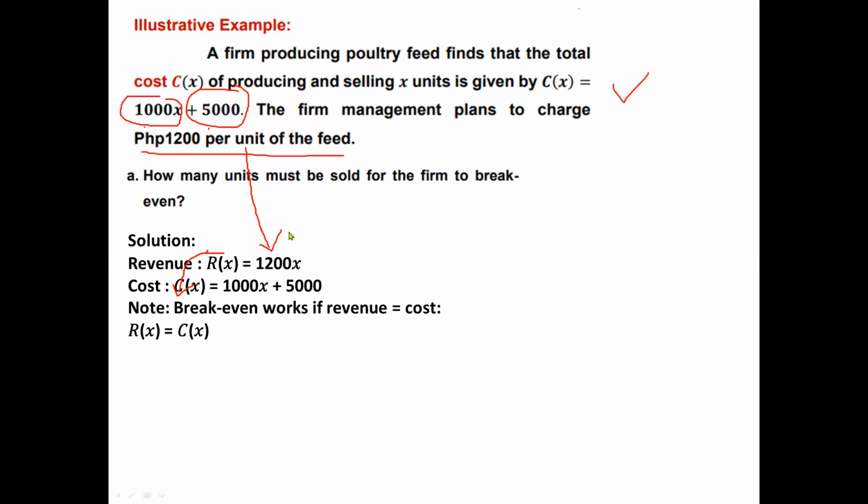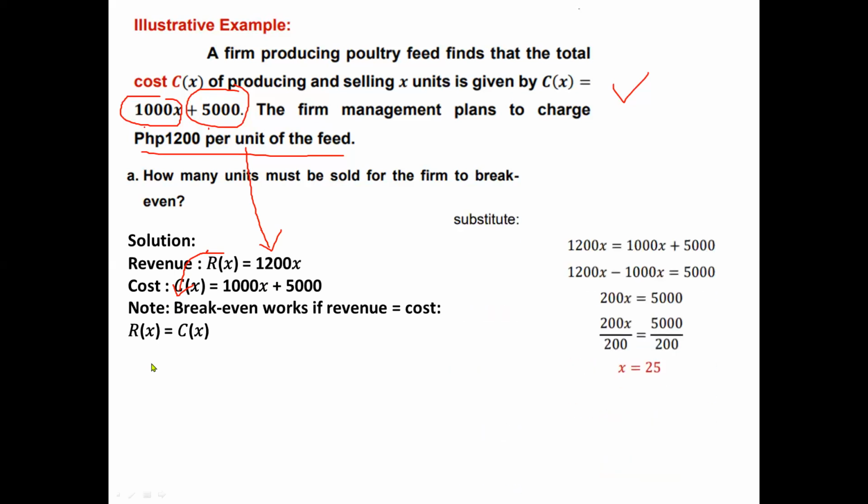Ang value ng R of X is 1,200X. Ang value ng C of X is 1,000X plus 5,000. So if we're going to equate these two values, we will have 1,200X equal to 1,000X plus 5,000. At yan siya, anak. So ito yung unang ginawa natin. Pinag-equate natin yung dalawa. Originally kasi ito yung R of X natin. Yan ang R of X natin. And then yung sumunod naman ay yung ating C of X. Ito ang ating C of X. Eh since ang sabi dito, equal lang yung dalawa, we have equated them. And then ito yung value, in-equate din natin. Yung bawat value ng R of X at ng C of X.